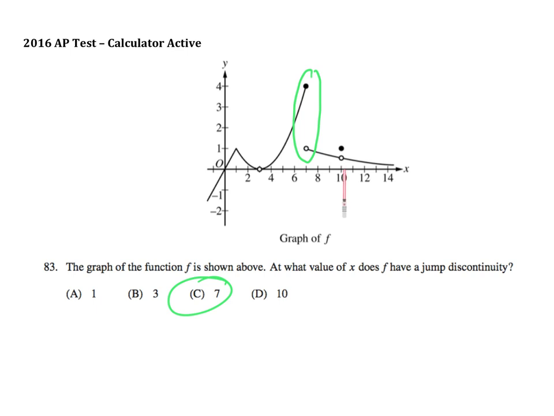What's going on at 10? This is actually another point discontinuity. So don't let this guy confuse you up there. That's just saying the function has a value at that point. But do you agree this is just a hole in the graph? So that is point discontinuity as well. So the only jump is at 7.